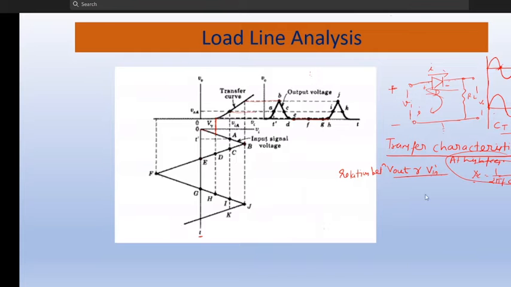So this is about the transfer characteristics. Nothing to be worried about in this, because it shows only a relation between input and output.